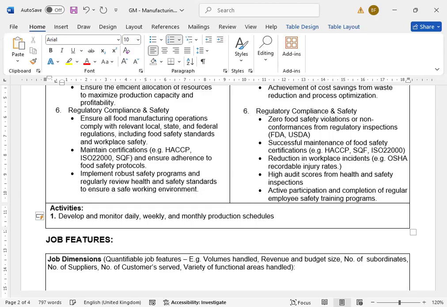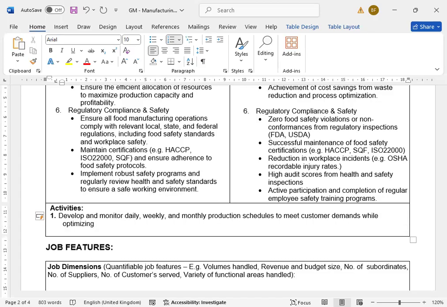Okay. To meet customer demands while optimizing resources. Okay, that would be good. Optimizing resources, right?